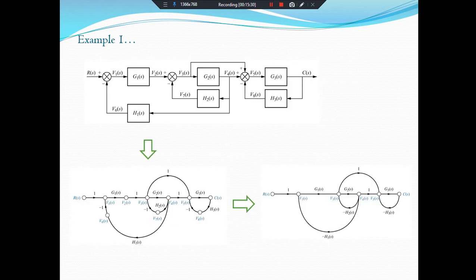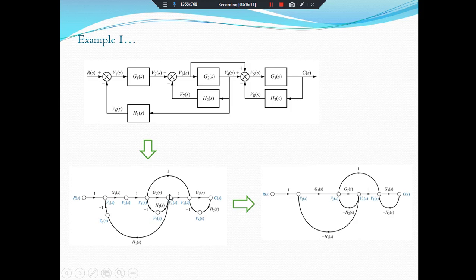This is the same signal flow graph. We have simplified it further. For example, this branch is connected between C of S and V5 of S, and the gain between V8 of S and V5 of S is -1. So we multiplied H3 of S with -1, and we remove the node V8 of S. Similarly, we remove the node V7 of S and connect V4 of S directly with V3 of S, and multiply H2 of S with a negative sign.